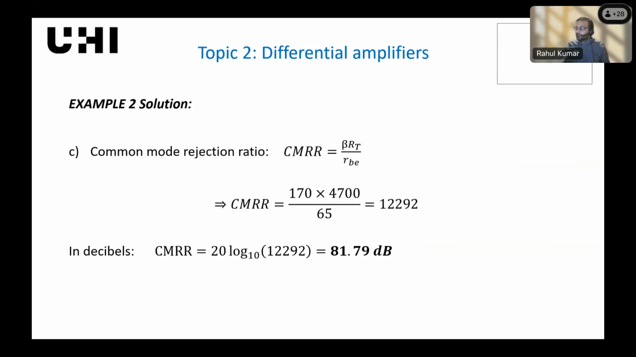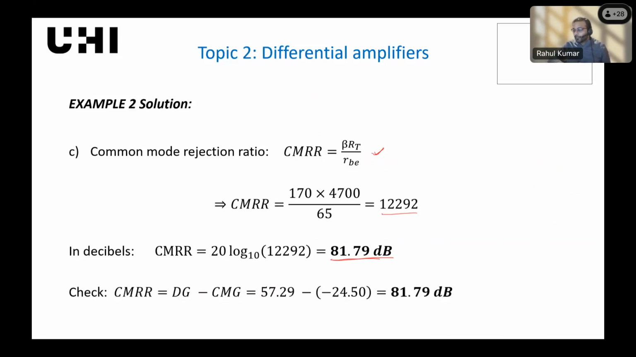Now, the last thing we have to calculate is the CMRR. So again, you have the formula, substitute, get this value, and then convert it into decibels. So in decibels, we are getting 81.8 dB.